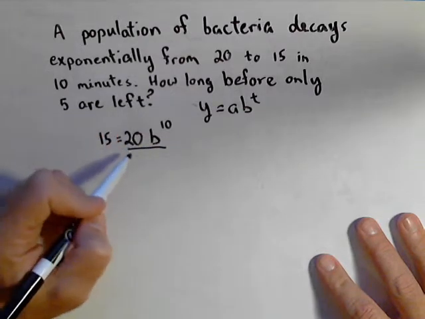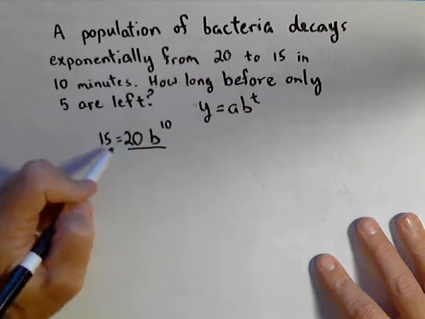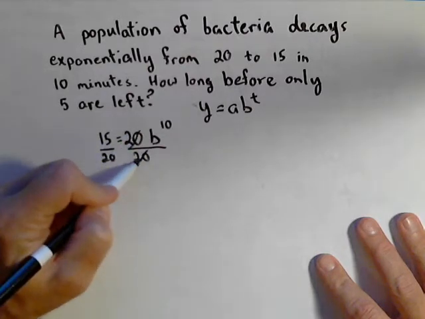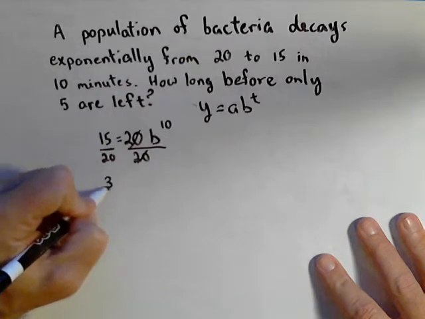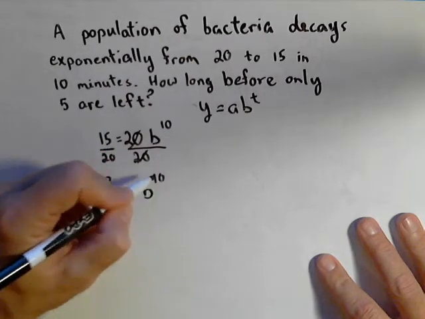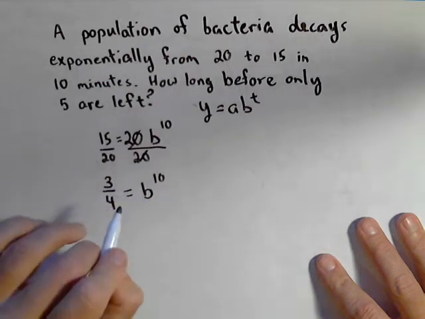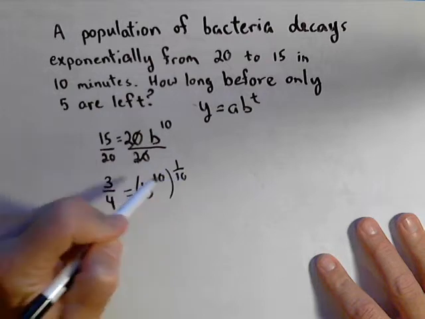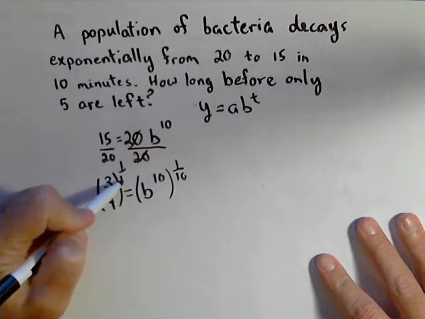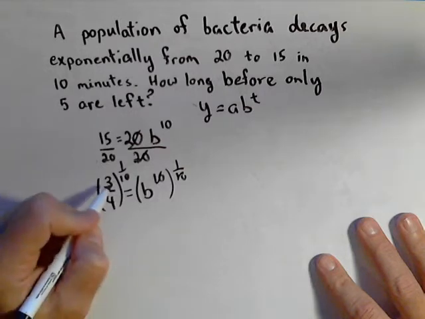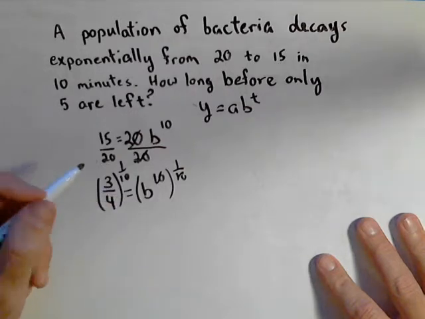They're both equally good. The first goal is going to be to find our B, because that gives us our rate of decay. So we're going to divide both sides by 20, and I'm going to go ahead and reduce that down to 3/4 equals B to the 10th. Now you don't need logs here to solve. You're just going to raise both sides to the 1/10, because those will cancel, and I've got my B.